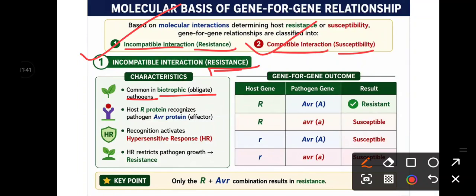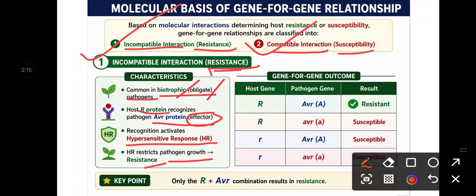Okay, so it is an obligate pathogen. So, incompatible reaction seen in biotrophic pathogen. Here the R protein or R gene recognizes the AVR gene or AVR protein, or the effector, or you can say the elicitor, and this recognition will ultimately trigger the hypersensitive response, and the hypersensitive response restricts the pathogen growth, and ultimately the plant will become resistant.